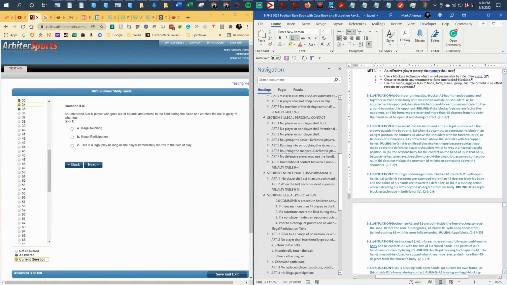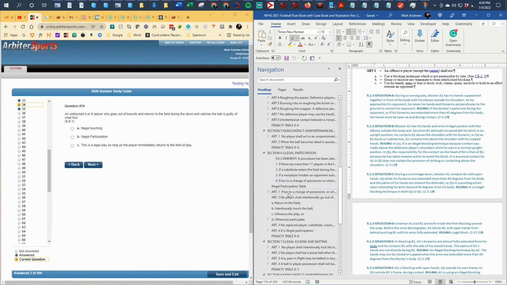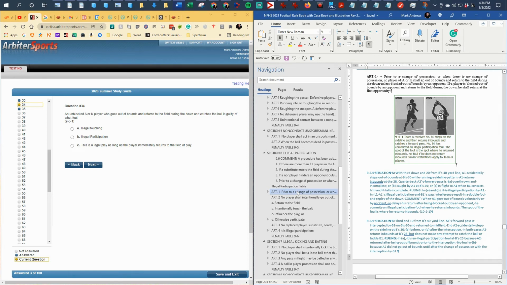Now, I'll tell you right now that the foul that was called for this violation was illegal touching. That is what it's referred to in college. But in high school, it is illegal participation. And here's the rule here: prior to the change of possession, and it also tells you if a player is blocked out of bounds by an opponent and returns to the field during the down, he shall return at the first opportunity.